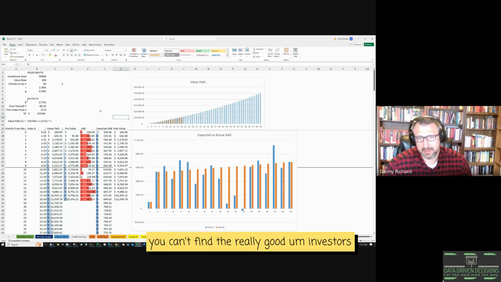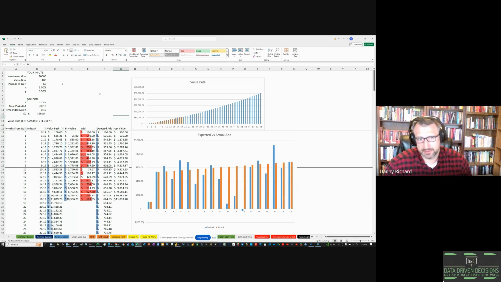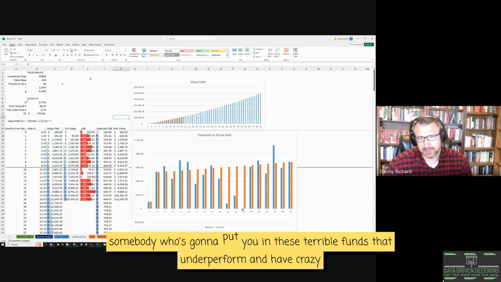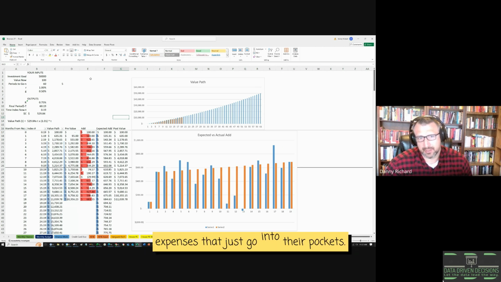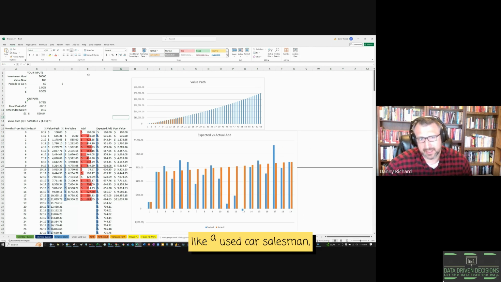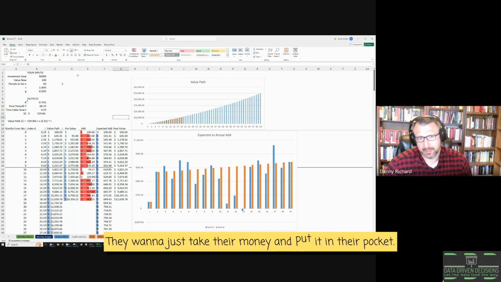You can't find the really good investors to help you. If you do seek help, you're just going to find a shark, somebody who's a broker, somebody who's going to put you in these terrible funds that underperform and have crazy expenses that just go into their pockets. That's just how they make their money. They're scum, all of them. You can't get help in the financial industry, because everybody is like a used car salesman, a scumbag out for your money. They just want to take their money and put it in their pocket.